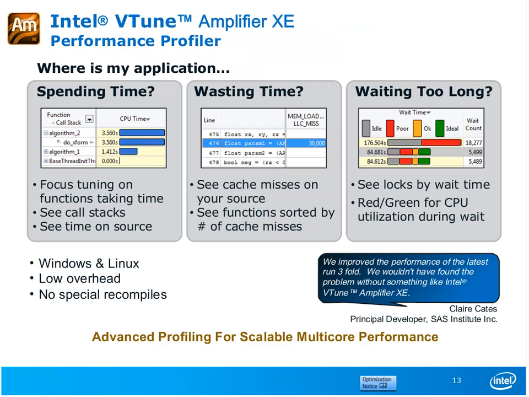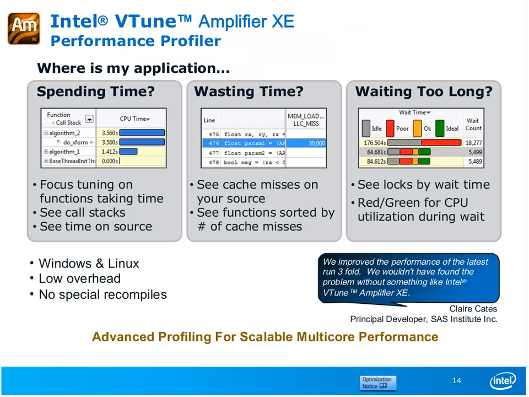The next product is VTune. And VTune is a performance profiler. What VTune will essentially do is help you figure out where your application is spending time, where it's wasting time, and where it's waiting too long. So let's talk about this for a second. If you find a hotspot within a certain module, you can now recompile that portion with your compiler, right? But the problem is, how do you find that hotspot? Now, that's what VTune does.